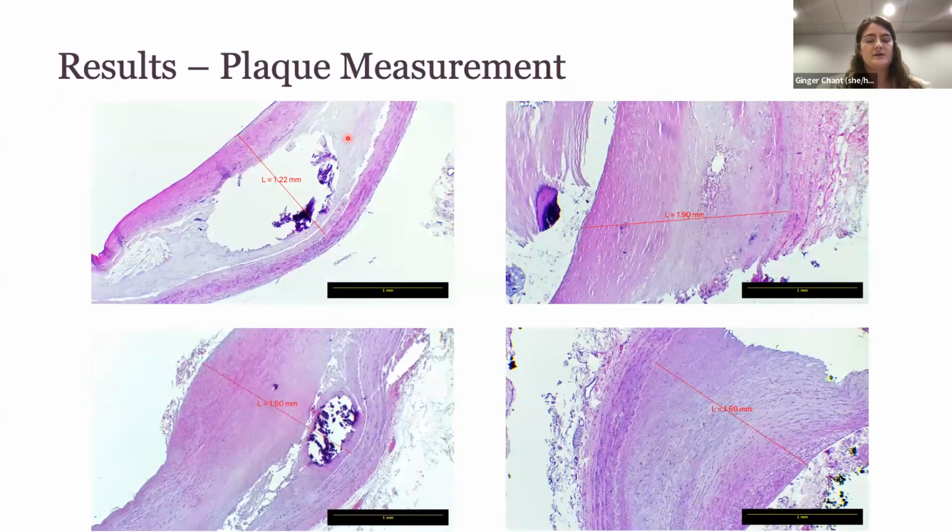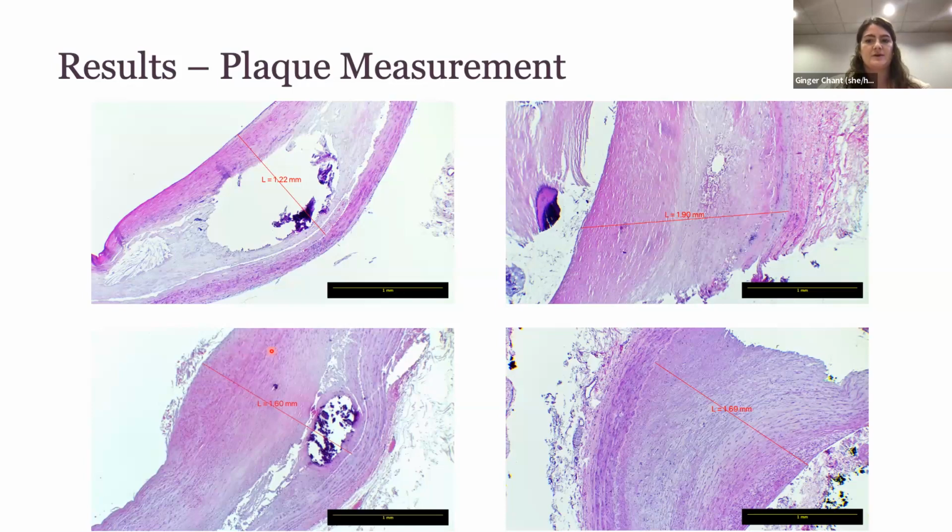These are some examples of our plaque measurement. So these are all different donors. As you can see, we measured across the widest area of the plaque to be consistent, and each of these has components: the dystrophic calcification, the central fibrotic core, and then the fibrous cap, which you can see is closer to the lumen. And this is the fibrous cap over here.